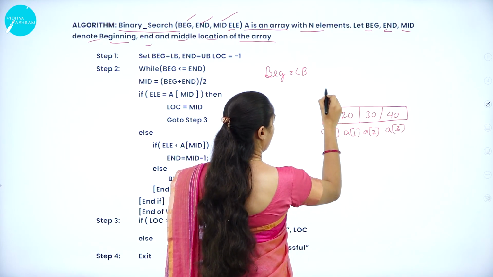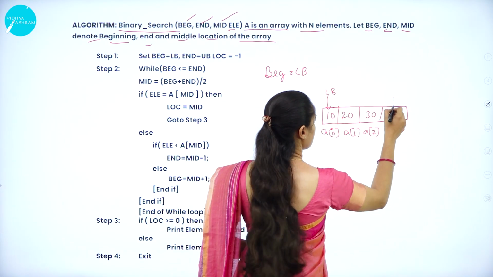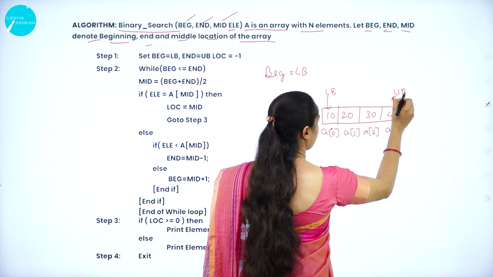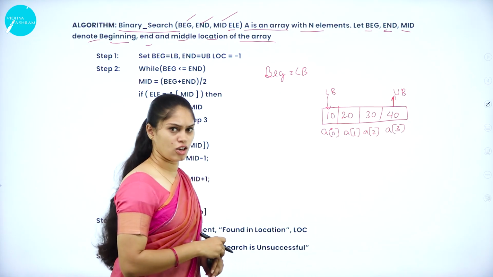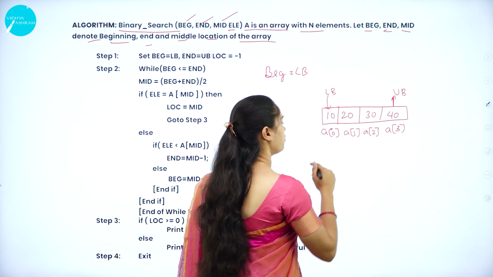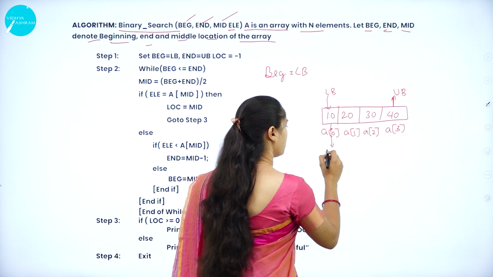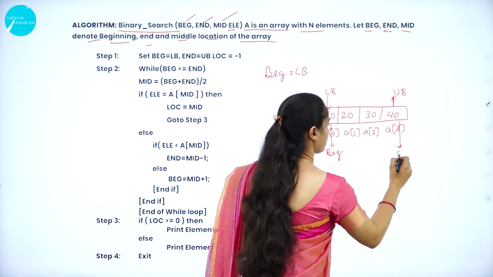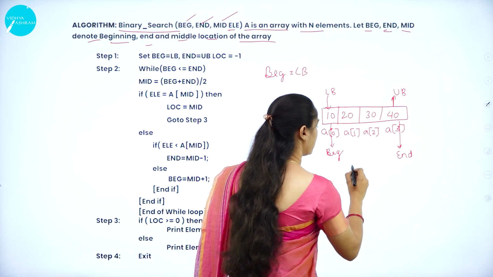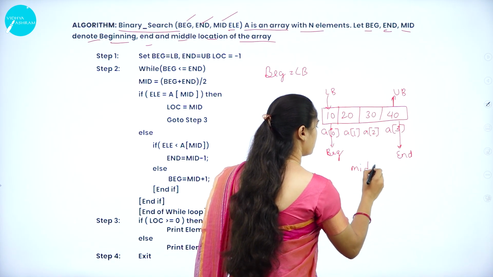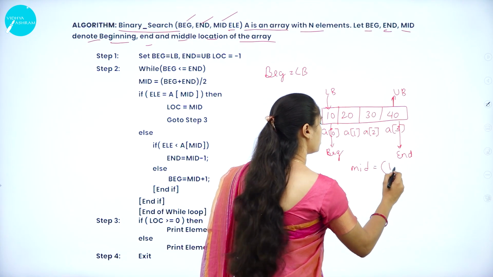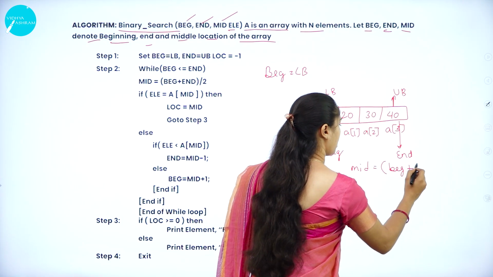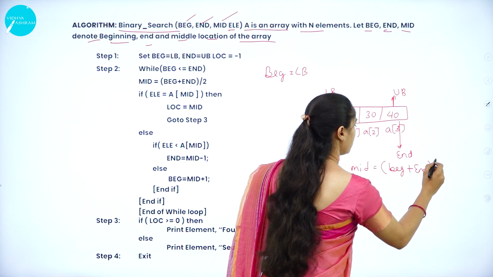So, this is LB, this is UB. This is the location of the lower bound, this is the location of the upper bound, and this is nothing but beginning and this is nothing but end. I have to find the mid element. Mid element is equal to (beginning plus end) whole divided by 2.